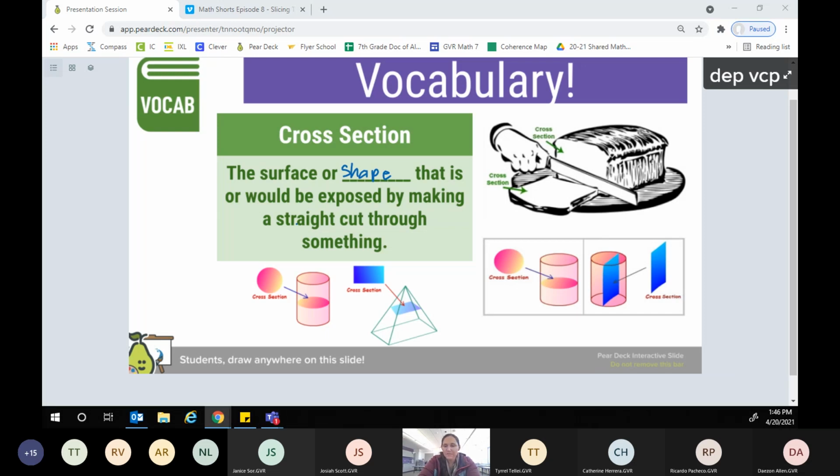Okay, so all we had to fill in on that one was shape. Pretty easy, right? All we got to do is write shape. All right, let's move on.